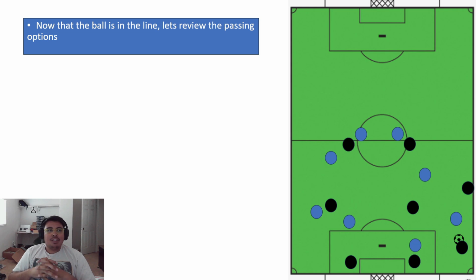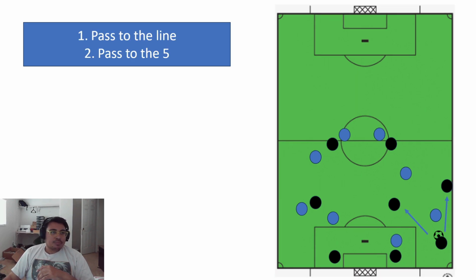Now that the ball is in the line, let's review the passing options. The ball has made its way all the way to our right mid in the bottom right section of your screen. There are two options. You're going to pass to the line, or you're going to pass to the 5, which is that gap, that split in the middle of the field.